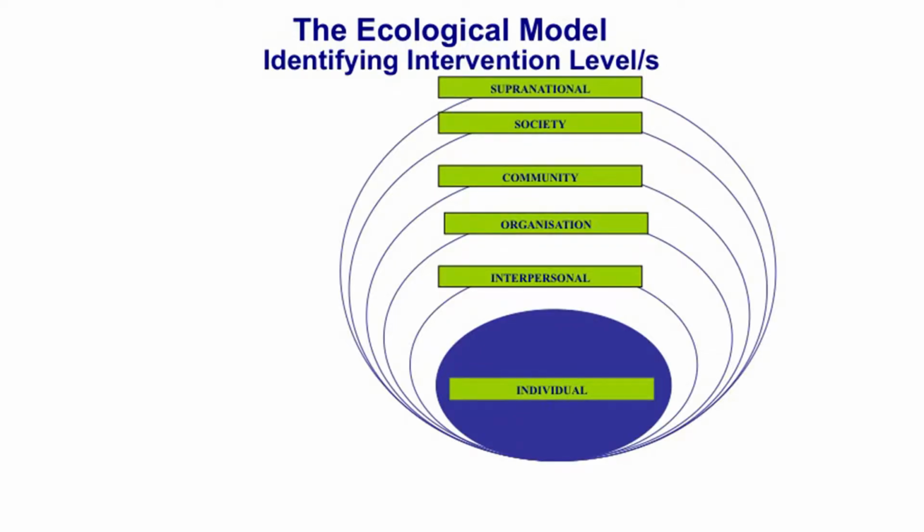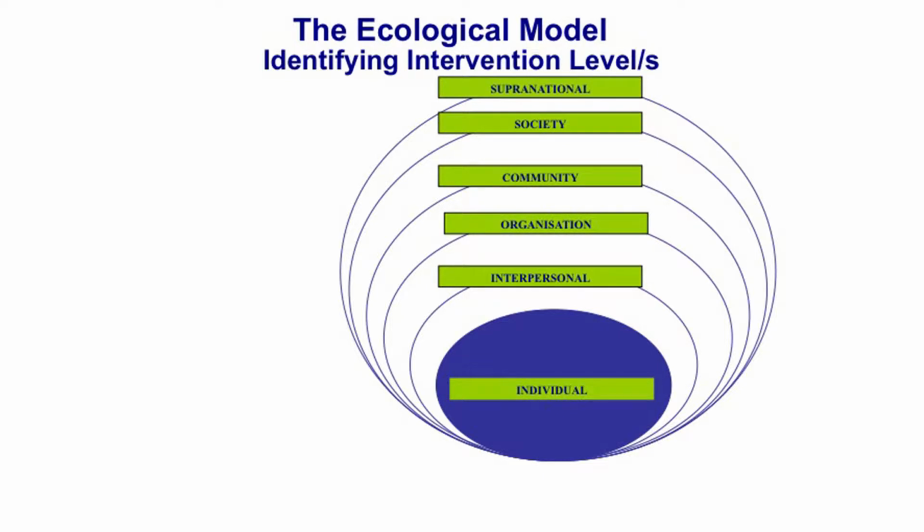So when we're designing interventions, the first question is, what level is our interventions going to work? So for example, if you were thinking about the problem of overweight and obesity, where would you start? Would you start with individual pupils in a school, for example? That would be, on this diagram, an individual level focus.